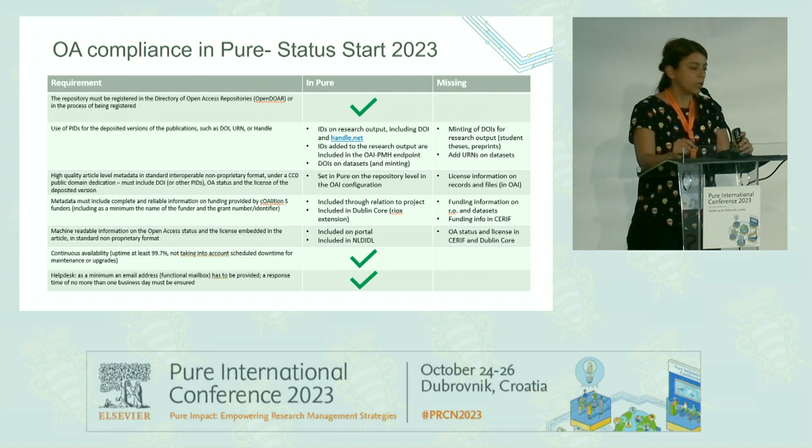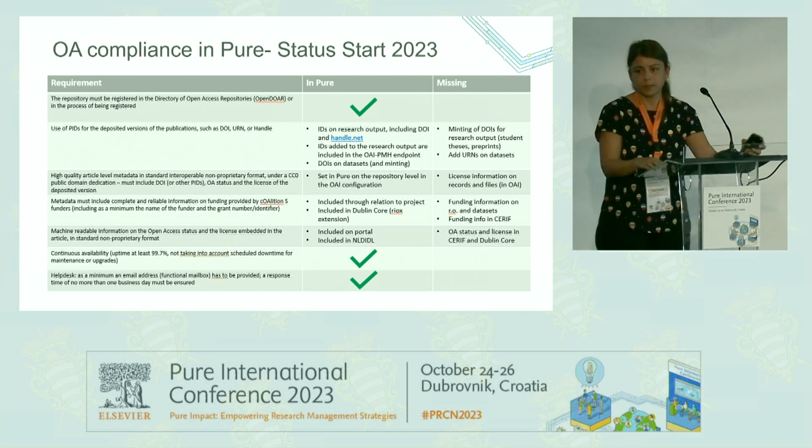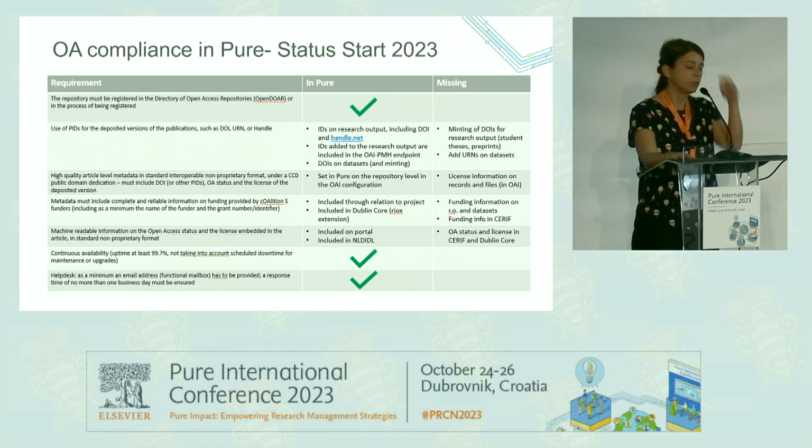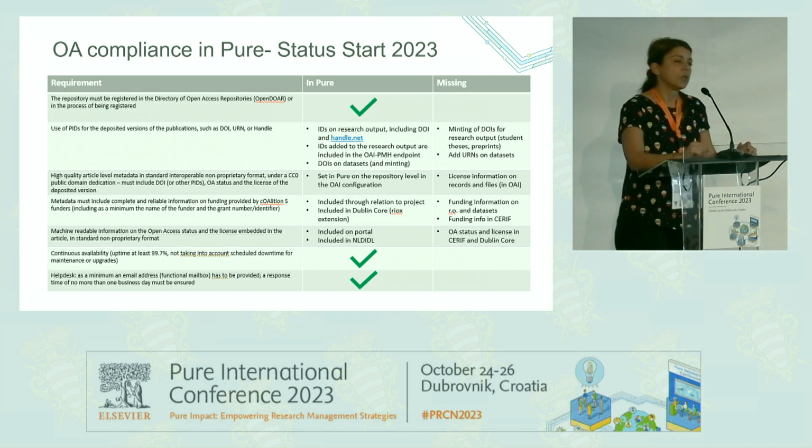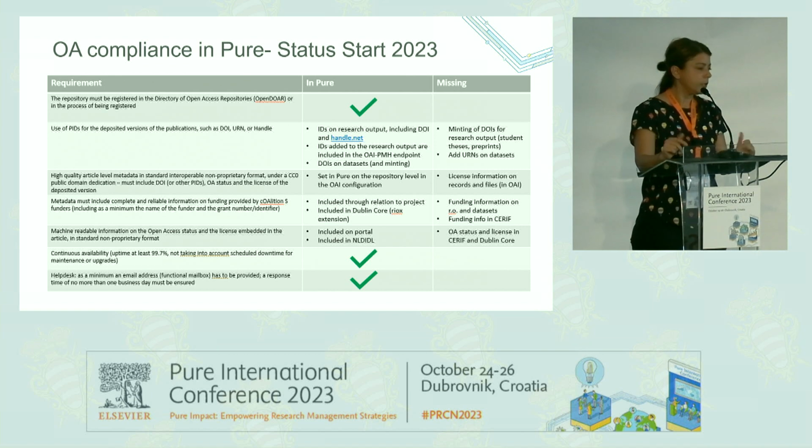At the start of the year, we tried to look at this because it's easy to talk about the principles of open science and open access, but the requirements are not really clear. So when can we claim that we are compliant and that we have everything? We wanted to reach a point in which Pure is compliant. So we did this exercise at the beginning of the year, and we started by looking at the requirements for institutional repositories.